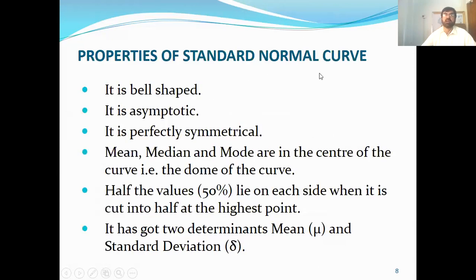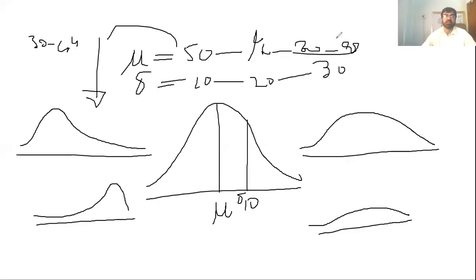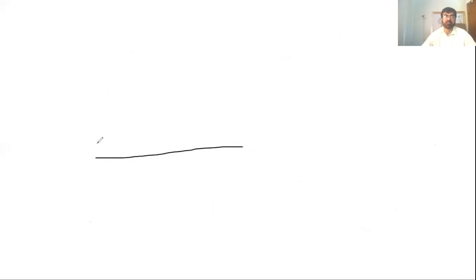Now the properties of the normal curve. Any normal distribution is bell shaped and asymptotic. It is perfectly symmetrical, and the mean, median, and mode are in the center of the curve. Half the values lie on each side when it is cut in half at the highest point. It has two determinants, the mean, mu, and the standard deviation, sigma. This can further be explained like this.